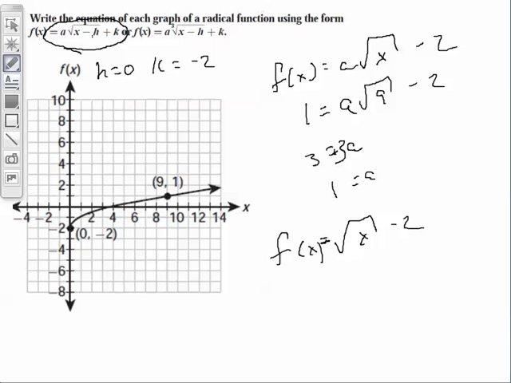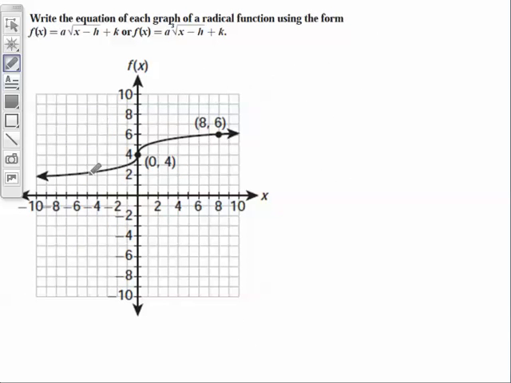Let's try that again, Mr. Green. I want to see how that's done. Well, this one, I can see has a right side and a left side. That means it's going to be the cubic root. I guess it could have been a fifth root too, but they're saying it's either square root or cubic root.